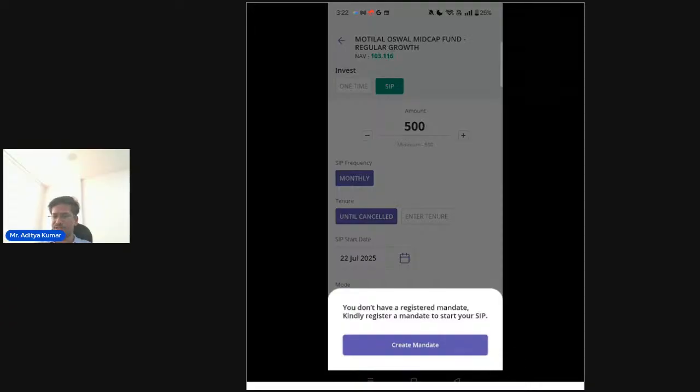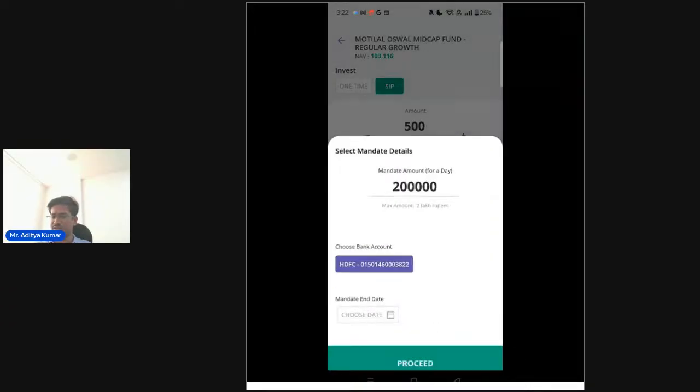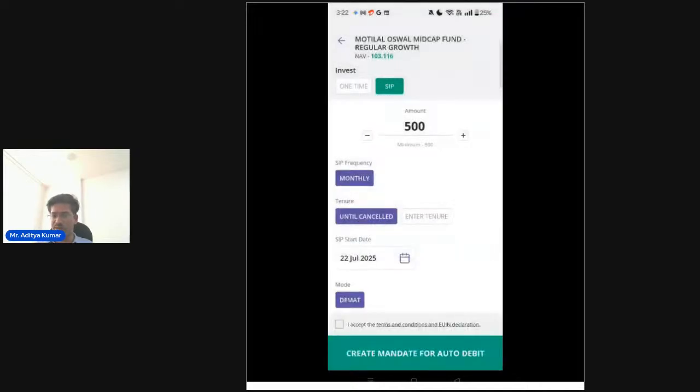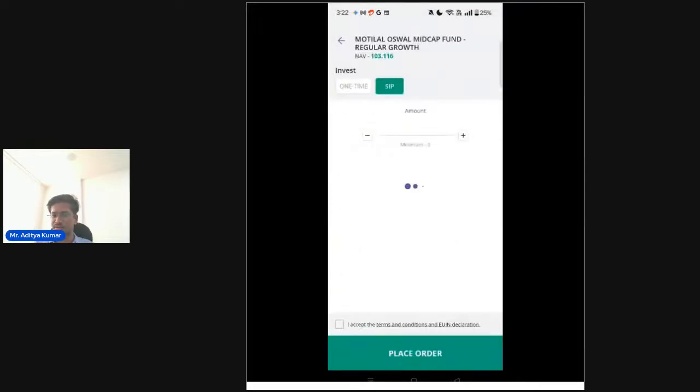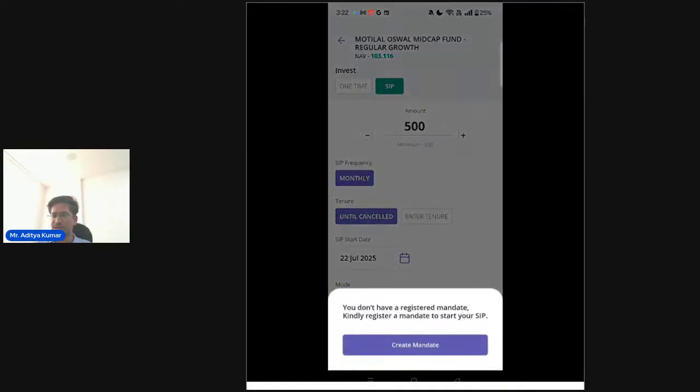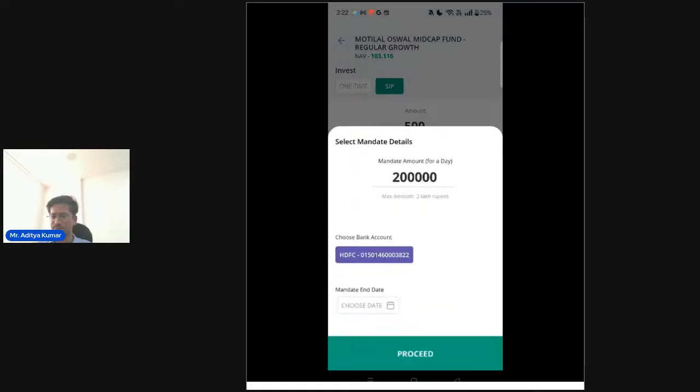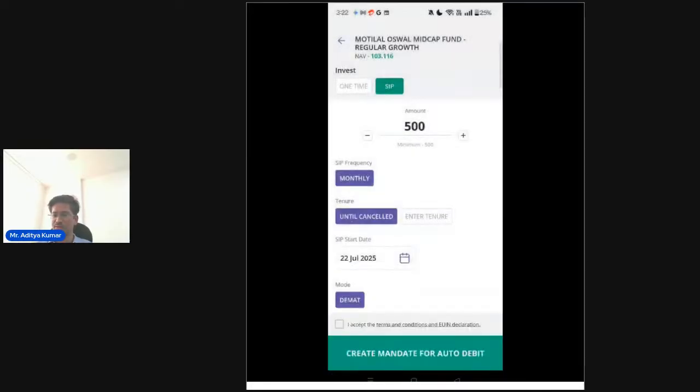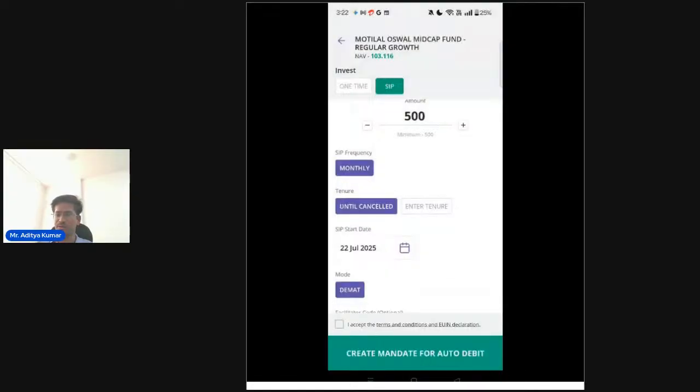So here is the process. Creating a mandate is a simple process. You just need to enter the amount, select a fund, and click on Start SIP, as I've shown you right now. If no mandate exists, this Create Mandate button will pop up. Then enter any amount that you want to invest. Let's say I'm just taking a 500 amount.